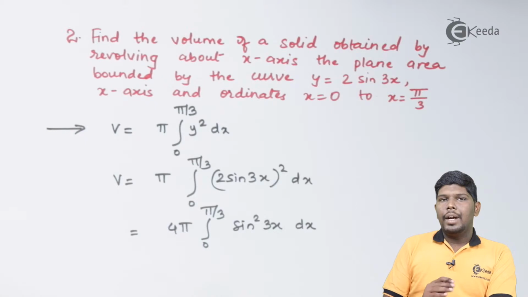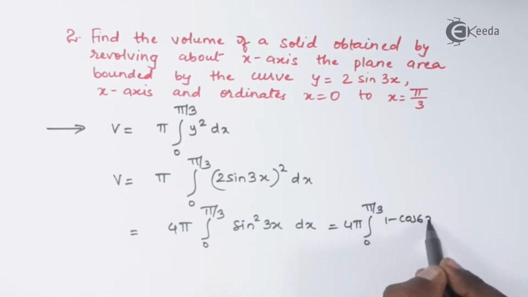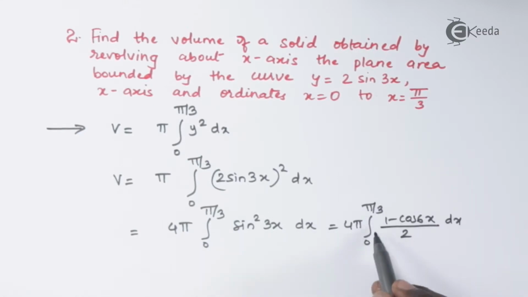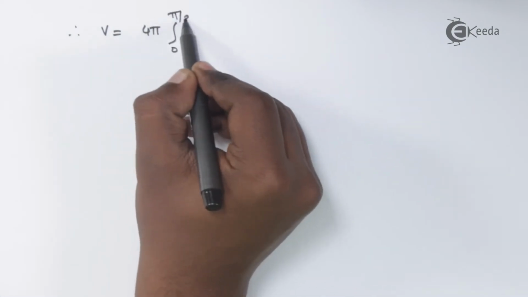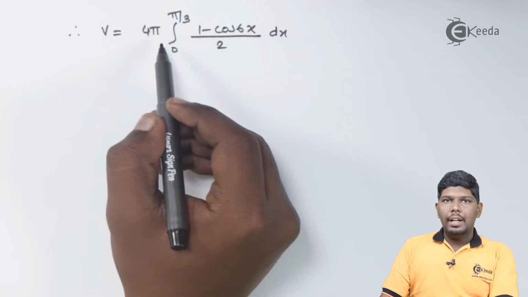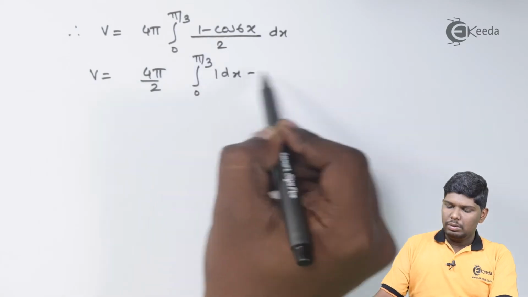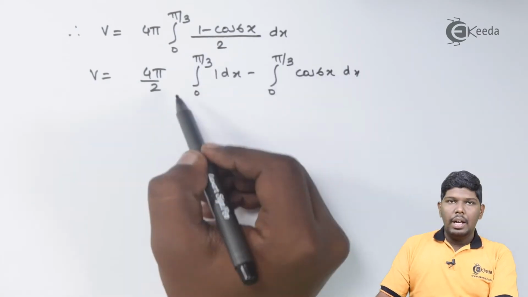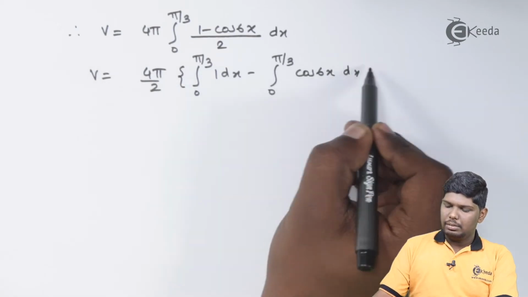Now we know that to find the integration of sine square 3x we need to use half angle formula. So this will give you 4 pi integral 0 to pi by 3 (1 minus cos 6x) upon 2 dx. On separating integral we have 4 pi upon 2 integral 0 to pi by 3 1 dx minus integral 0 to pi by 3 cos 6x dx.